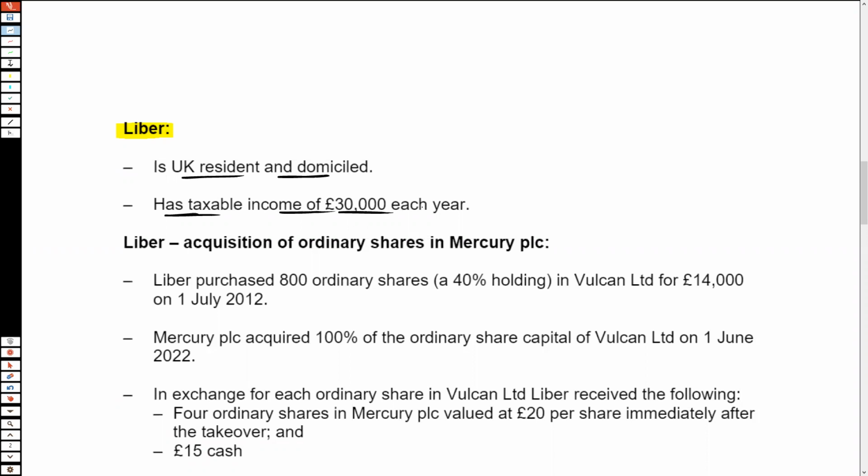What is the impact? Why has this taxable income been given in this scenario? What comes to your mind? What clicks to your mind by having this statement in front of you? Why is taxable income of 30,000 mentioned here? Think. As I told you in the previous session, nothing is given without any reason. There must be a reason for everything.